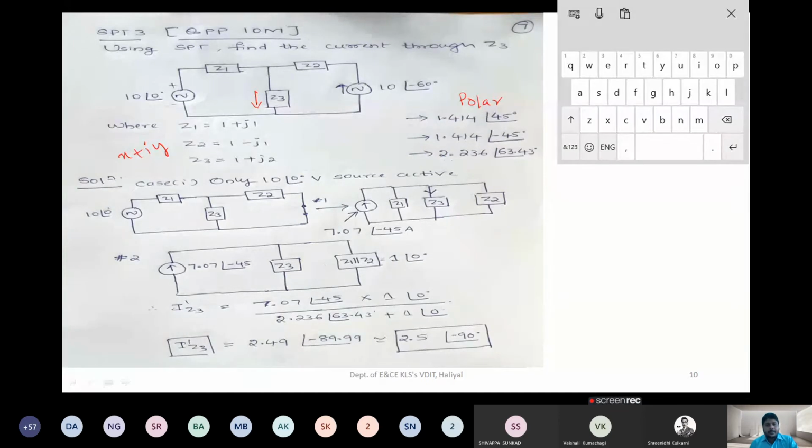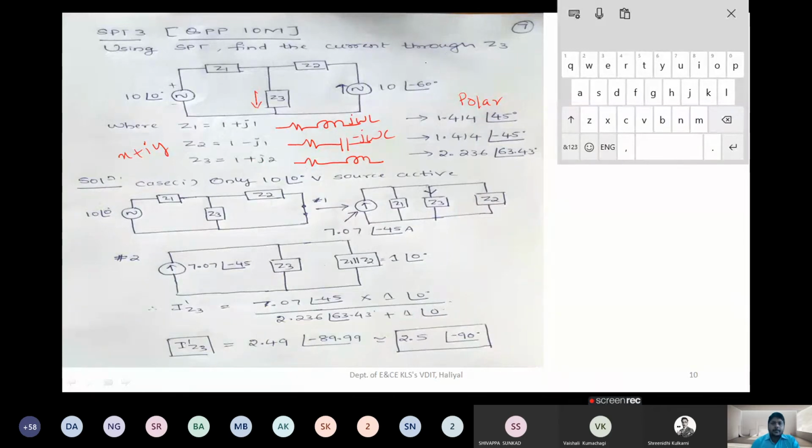Polar form will be simple for calculations in some aspects, but here you have to understand that if an impedance is given like 1 plus j1, it is a combination of a resistor and an inductor, whereas the other one will be a resistor followed by a capacitor, because this is represented as j omega L and this is like minus j omega C. So this could be a 1 ohm resistor followed by an inductor. Here you can assume that.